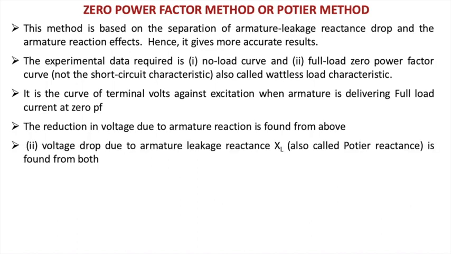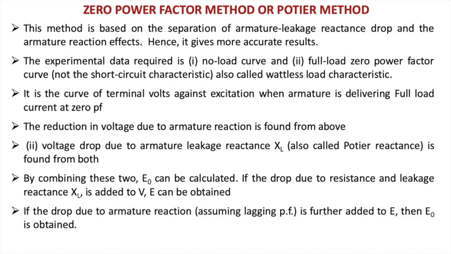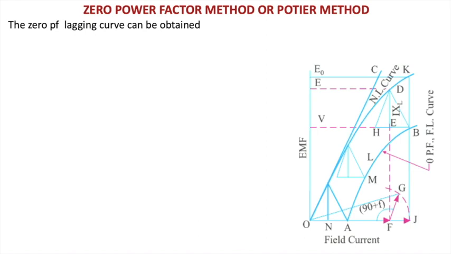Second, the voltage drop due to the leakage reactance will be the Potier triangle and is found from the both. So by combining these two, E0 will be calculated, and if the drop due to resistance and leakage reactance is added to V, E can be also obtained. So if the drop due to armature reaction, assuming lagging power factor, is further added to E, then E0 will be obtained. So here is the curve.